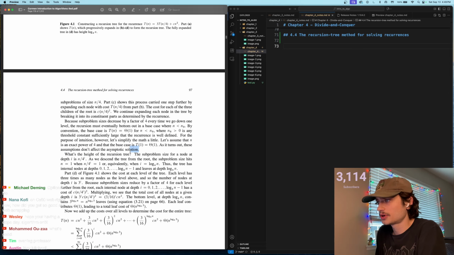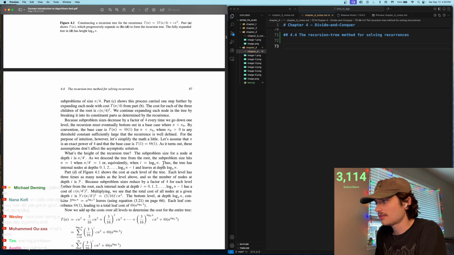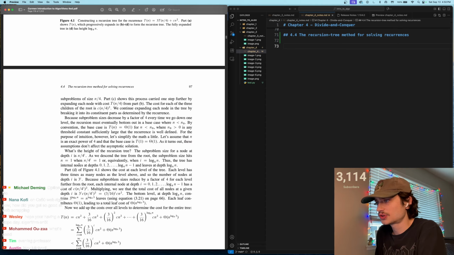What's the height of the recursion tree? The subproblem size for a node at depth i is n/4^i. As we descend the tree from the root, the subproblem size hits n = 1 when n/4^i = 1, or equivalently when i = log base 4 of n. Thus, the tree has internal nodes at depths 0, 1, 2, all the way up to log base 4 of n minus 1, and leaves at depth log base 4 of n.